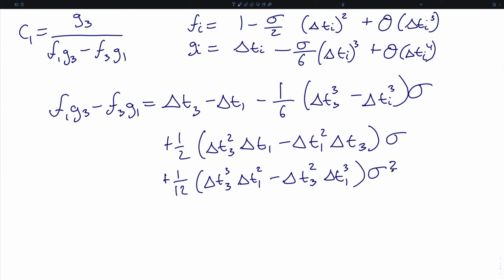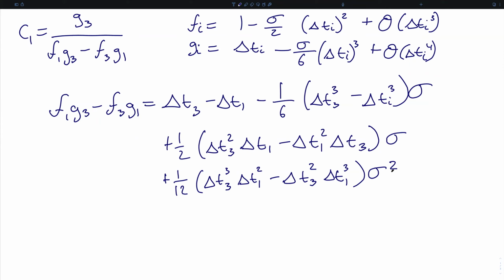generalized binomial expansion. Remember, as an aside, the binomial expansion of the sum x plus y to the rth power is going to equal the infinite sum of r choose k of x to the r minus k, y to the k. So in this case, we are going to apply the binomial expansion to this term, which means that we have x equal to 1, y equal to negative sigma over 6 times the quantity delta T3 minus delta T1 squared, and r equal to negative 1.